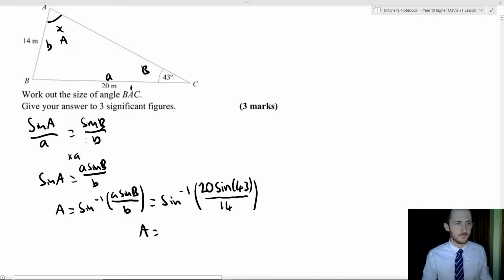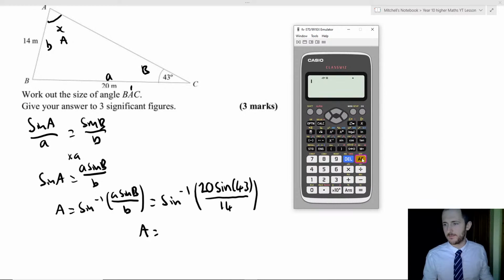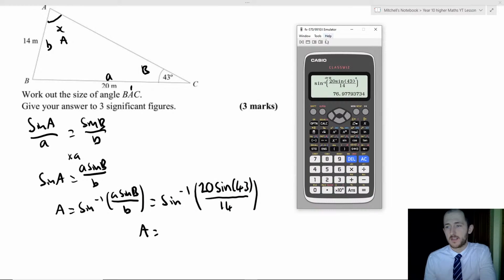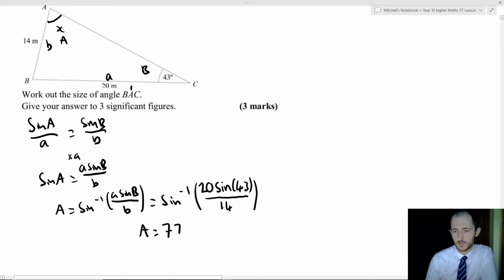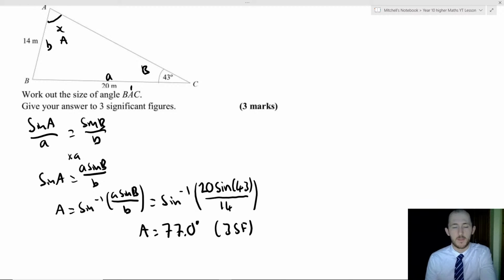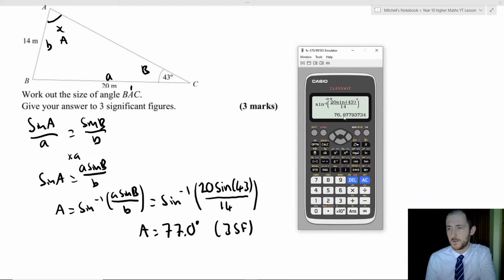And it says to 3 sig fig, so let's do this. Inverse sine is shift sine, inverse cos is shift cos, and inverse tan is shift tan, shockingly. 20 sine 3... over 14. 76.97. Okay. So this would be 77.0. The reason why that's important is because we need to show we actually did it to 3 SF. So we put the 0.0 in there because we actually rounded up to the next unit.